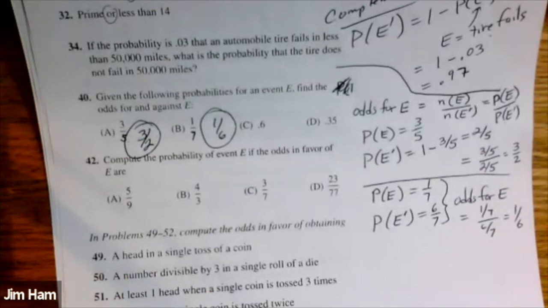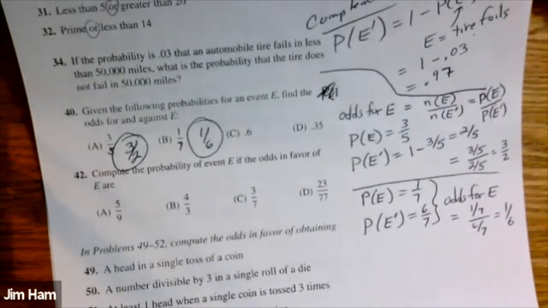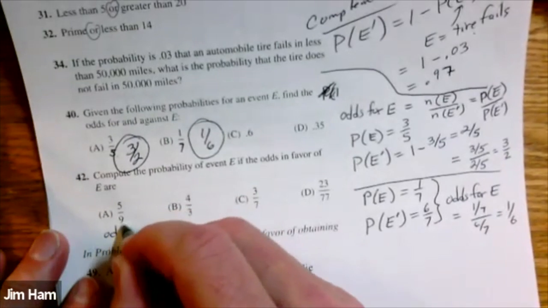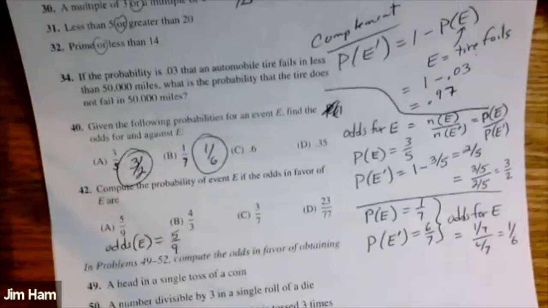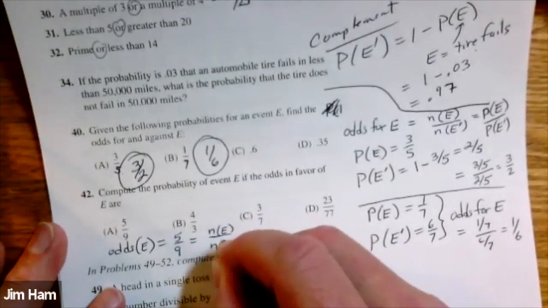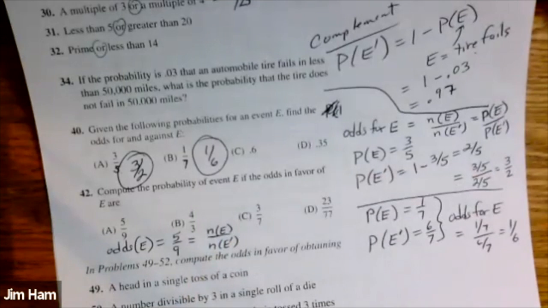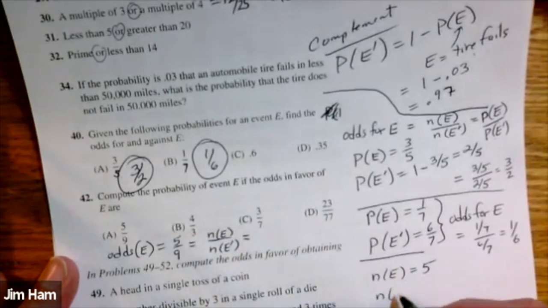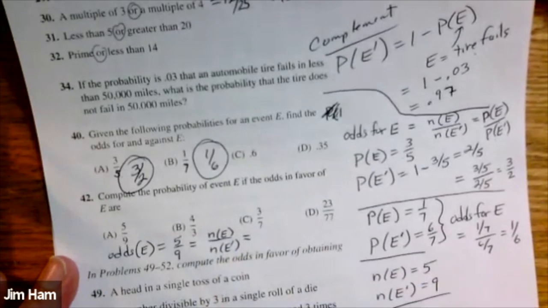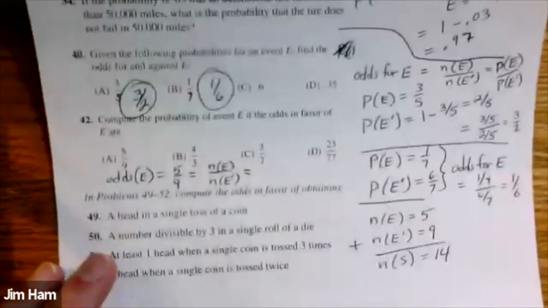Okay, 1/6. In the next problem, we're doing the opposite of that. We're starting with the odds in favor. What they're saying is that the odds for E equals 5/9. But we also know that the odds for E is equal to the number of ways E can occur divided by the number of ways E complement can occur. So if we say that the number in E is equal to 5 and the number in E complement is equal to 9, then the number in the sample space is equal to 14, which is 5 plus 9.